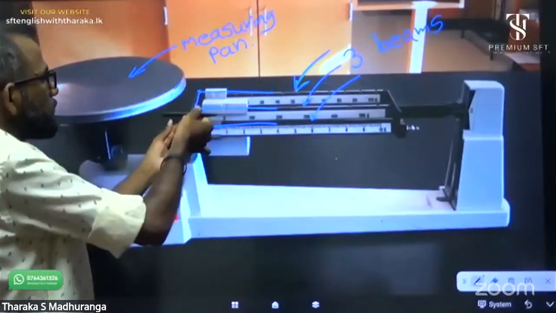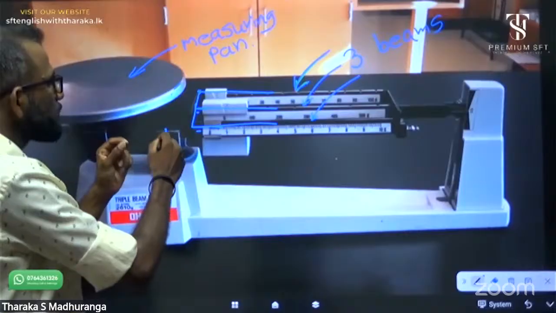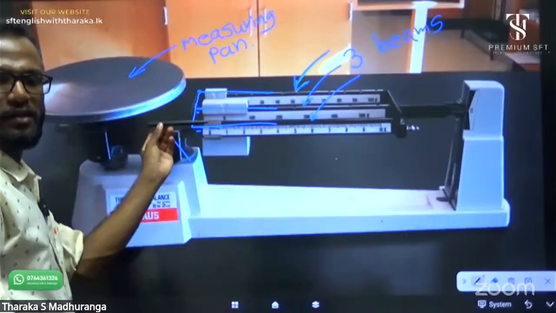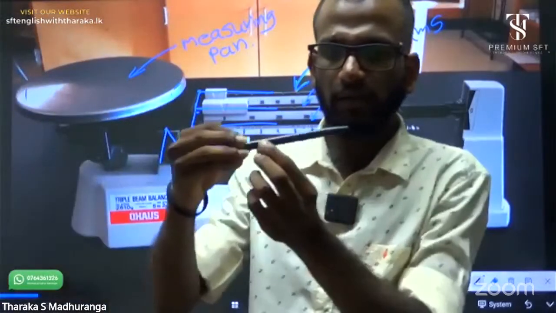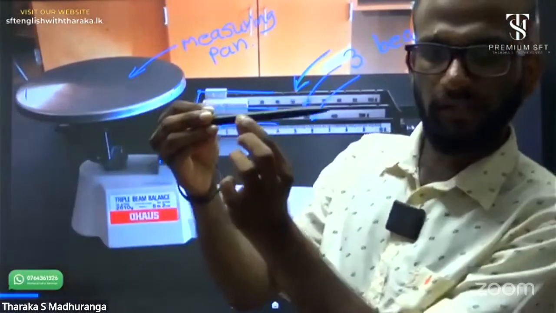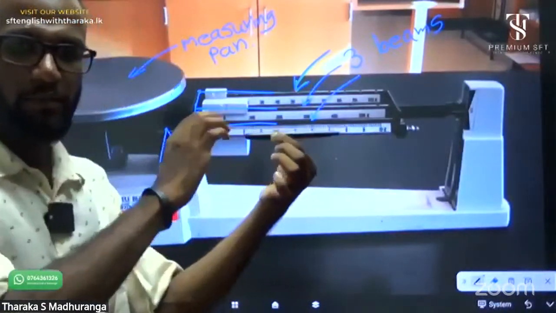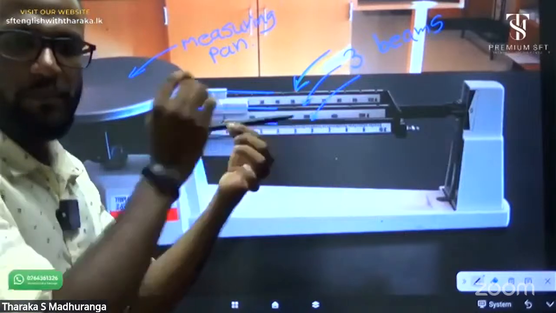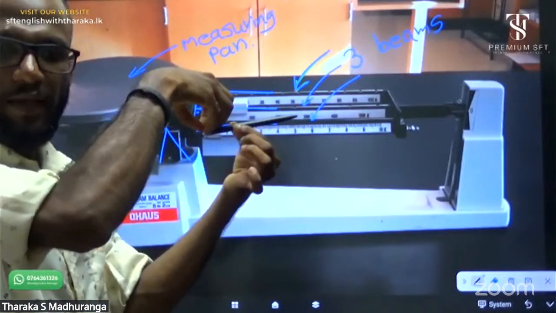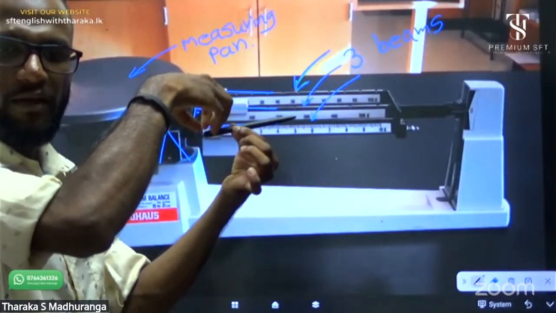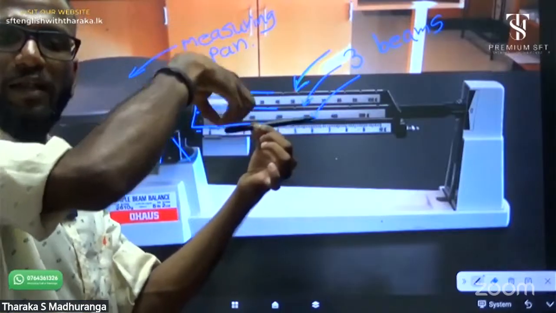Now this lever is fixed here. This is the fixing part. It is fixed here, and this is the measuring pan. Clearly understand: this is a single lever, this is a fixed point, and this is a measuring pan. If we place any object on this measuring pan, what happens to the other end?